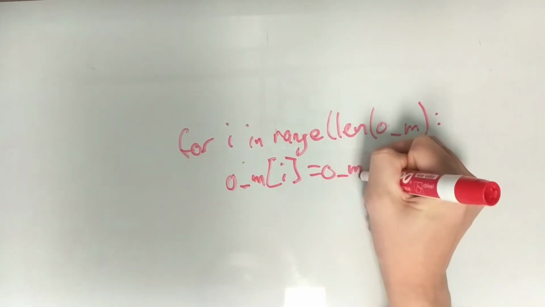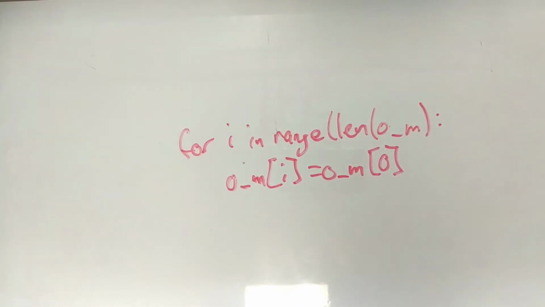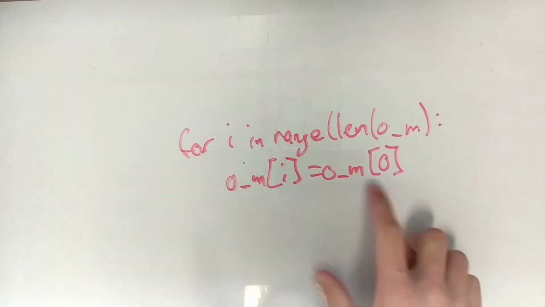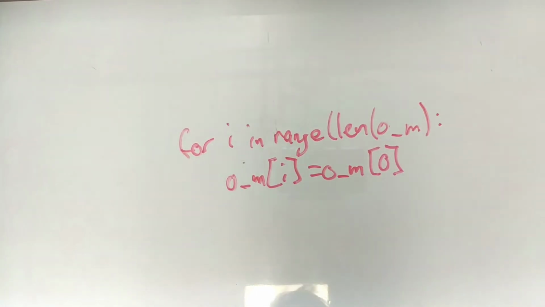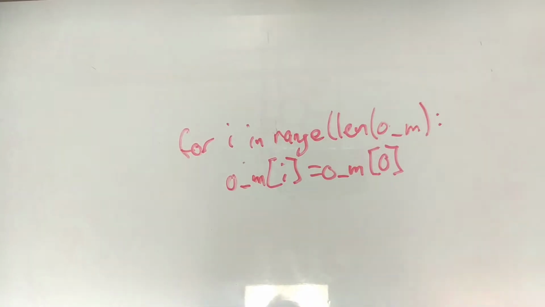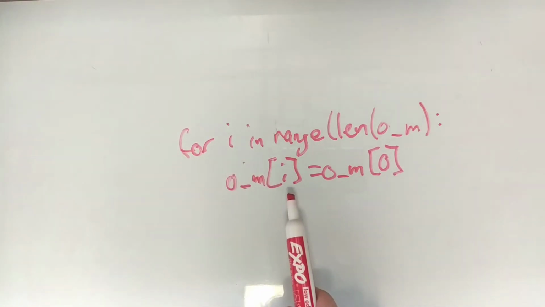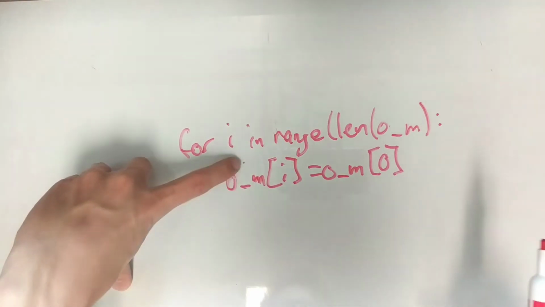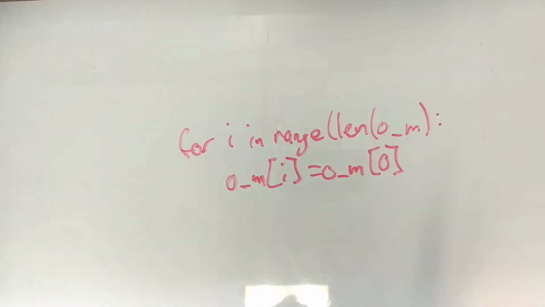Since all of the entries are lists, if we want to say original matrix at 0, for instance, this will look at the first list in our matrix, or the first row in our matrix. And i will look at like the ith row in our matrix, or the ith list. And so what this statement does is it looks at every list and says, oh, I'm going to set every list equal to the first list, or the first row. And that's actually all you need to do.